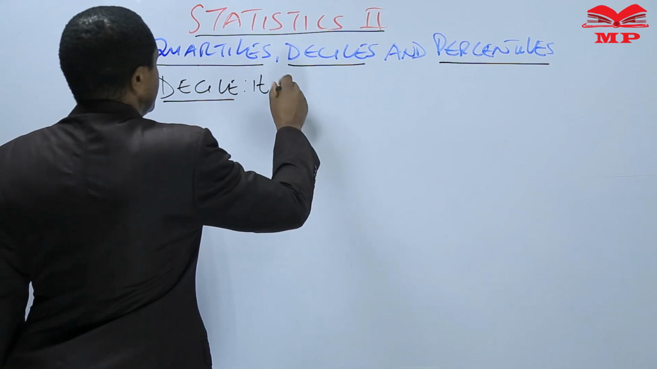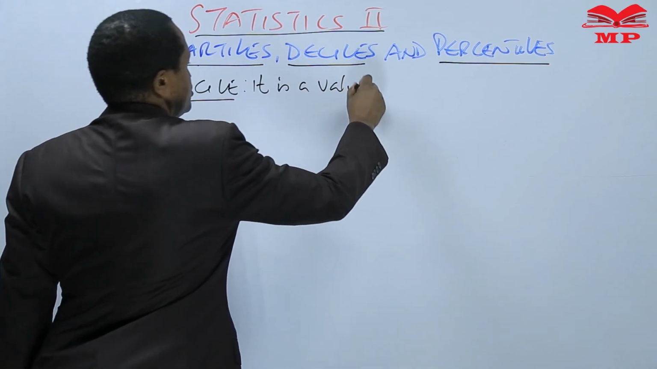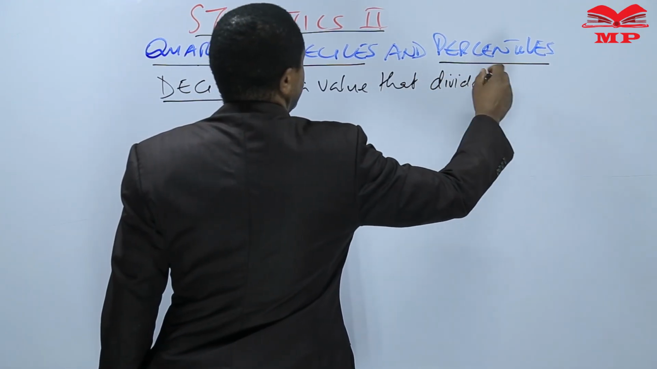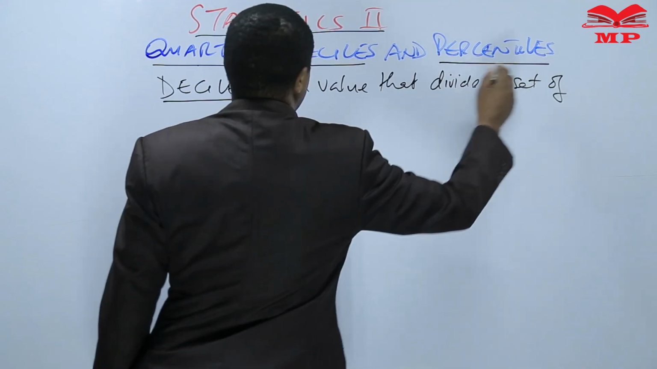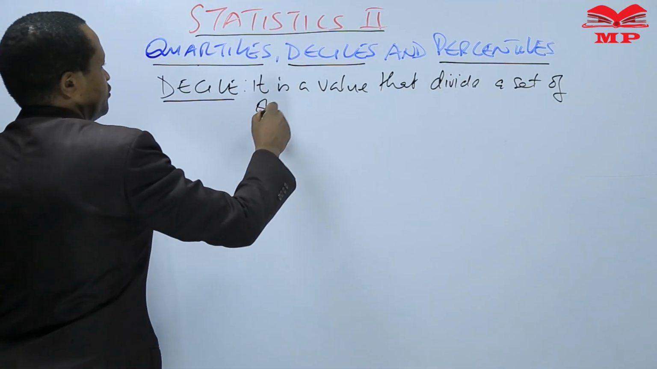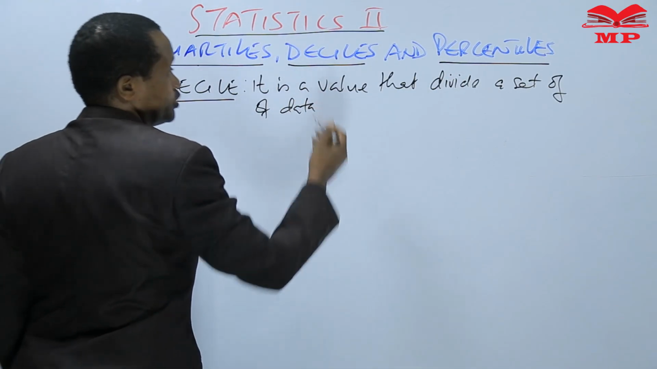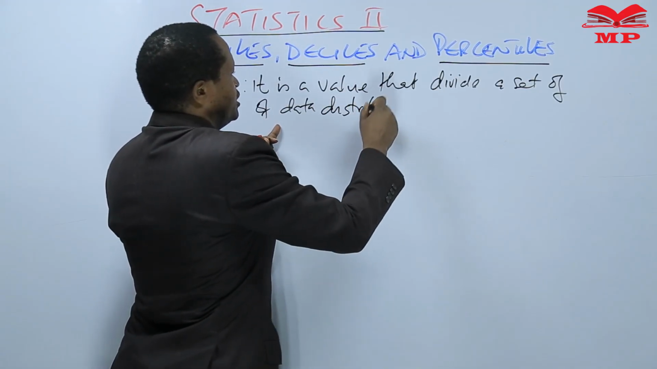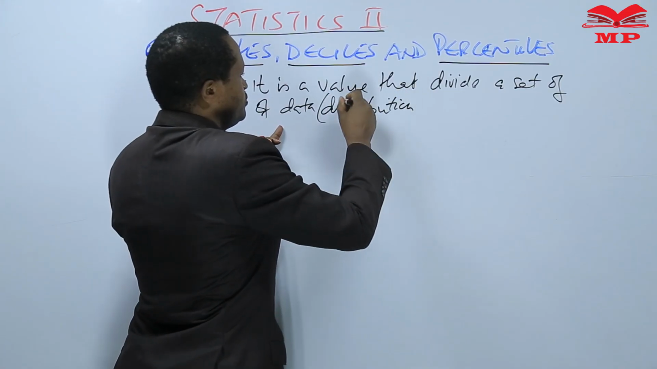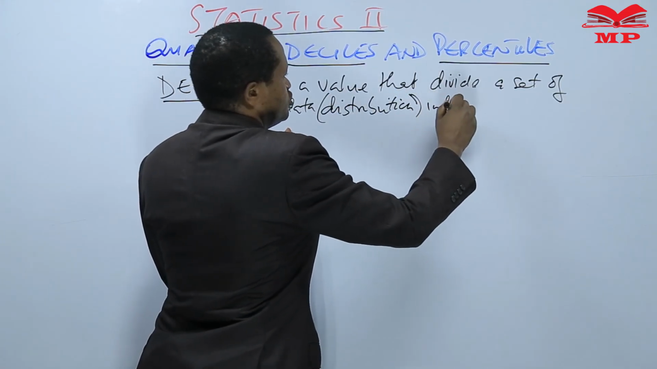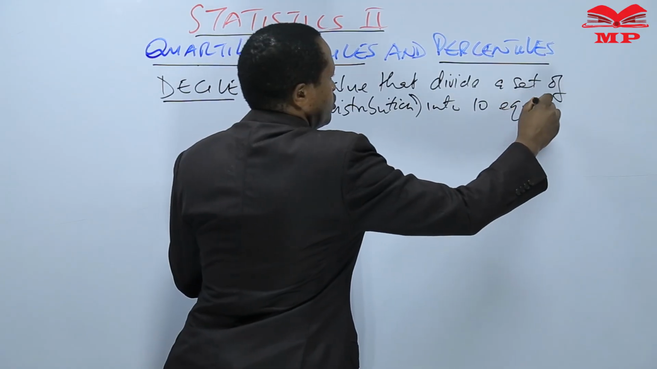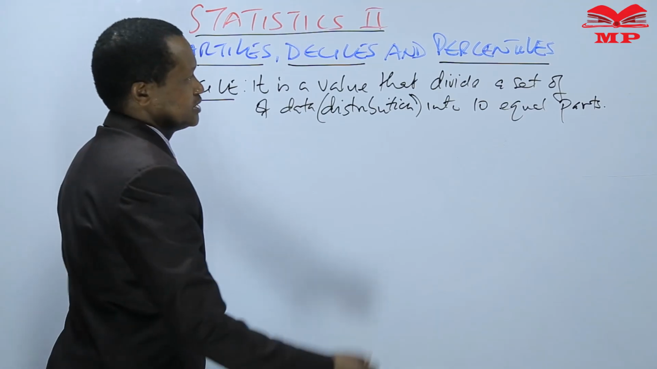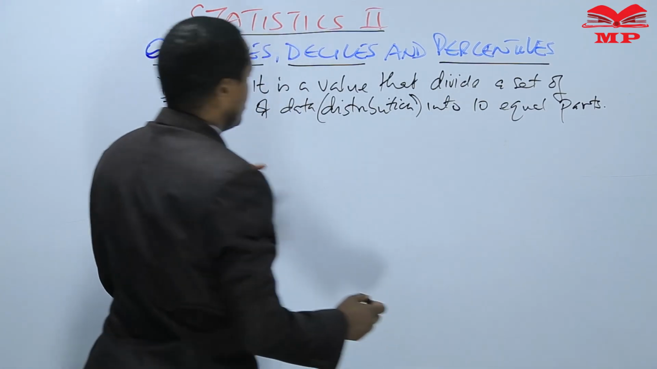It is a value that divides a set of data, or what we call a distribution, into 10 equal parts.